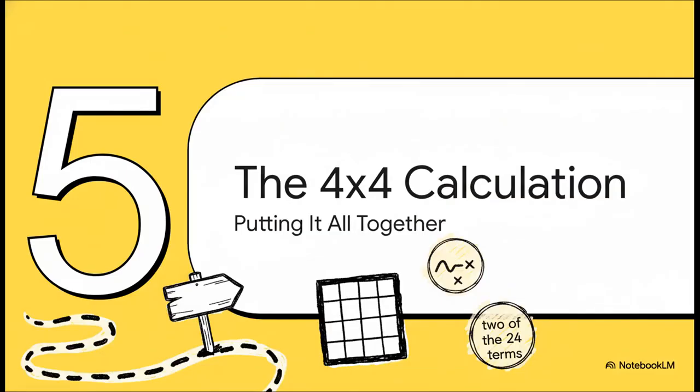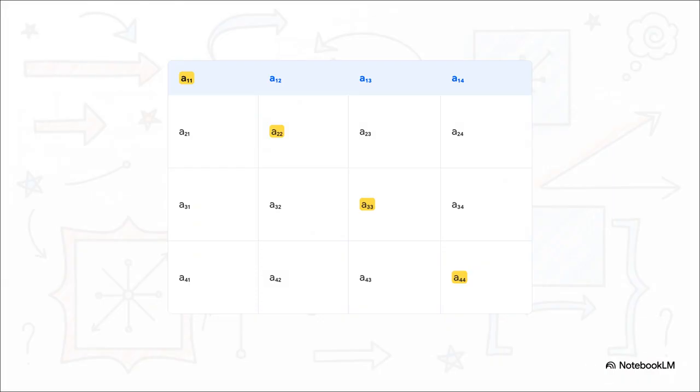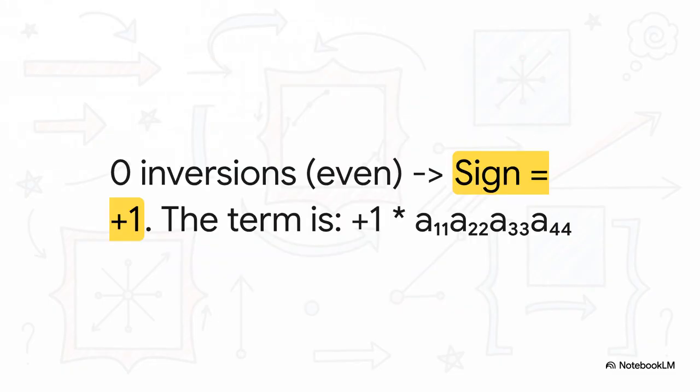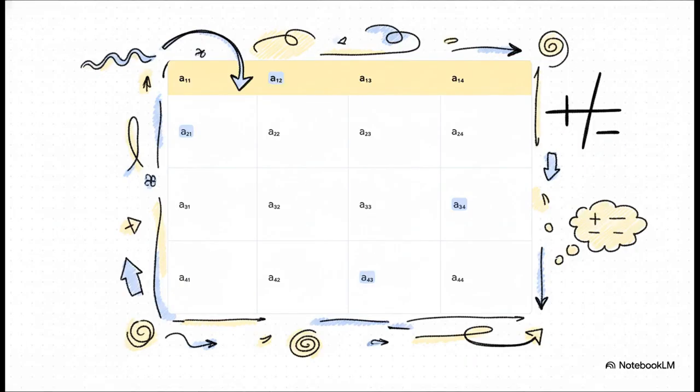Okay, this is it. We've got the paths, and we know how to find their signs. Let's put the 2 pieces together and actually calculate the full value for a couple of the 24 terms in our 4x4 determinant. And we'll start with our old friend, the easy one, the identity permutation, 1, 2, 3, 4, right down the main diagonal. So for 1, 2, 3, 4, how many inversions do we have? 0. It's perfectly in order, and since 0 counts as an even number, the sign is +1. So the very first term in our big sum is just +1 times A11 times A22 times A33 times A44. Simple as that.